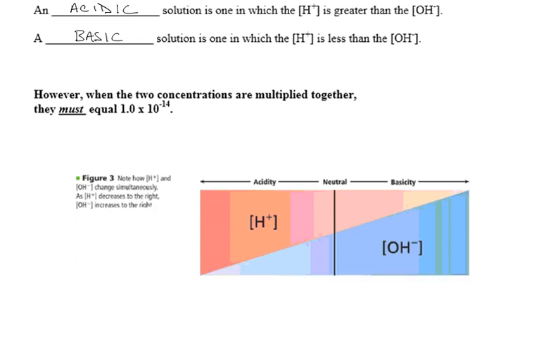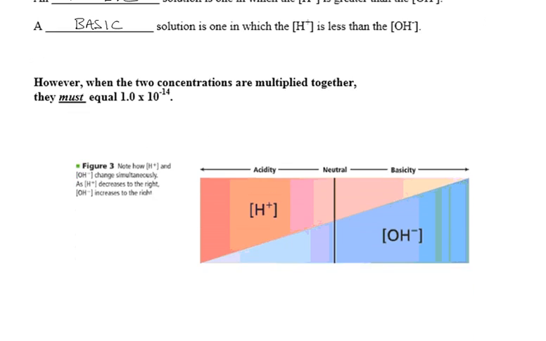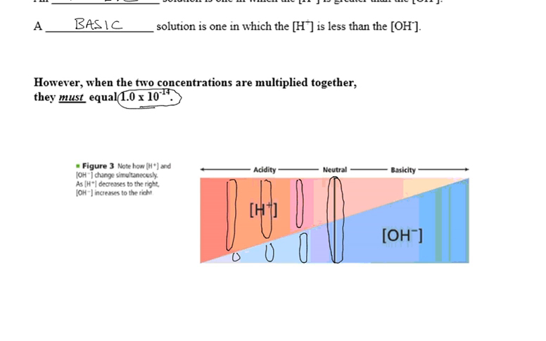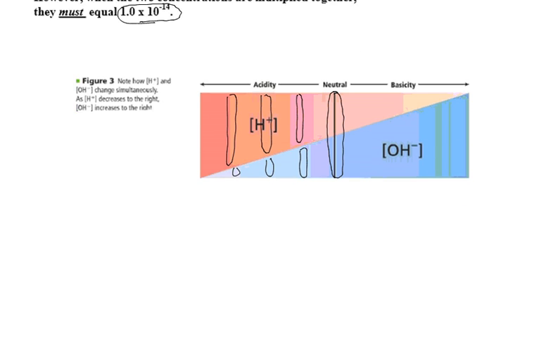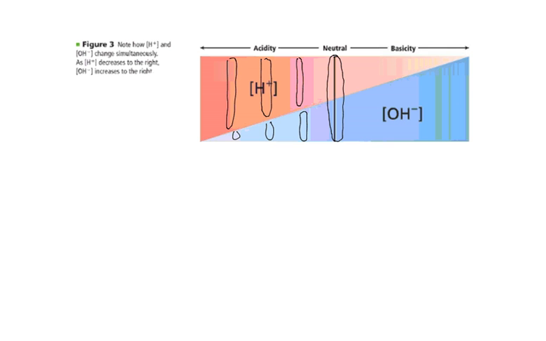However, when multiplied together, the two concentrations have to equal 1 times 10 to the minus 14th. So here we see in a neutral solution, H plus equals OH minus. As we become more acidic, we increase the H plus ion concentration. We decrease the hydroxide ion concentration, but when multiplied together, the two numbers have to equal 1 times 10 to the minus 14th, the H plus ion concentration and the hydroxide ion concentration.